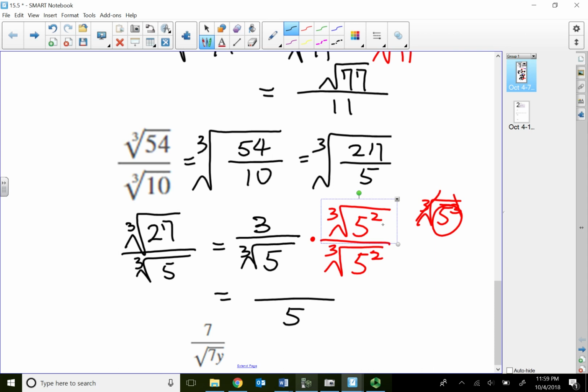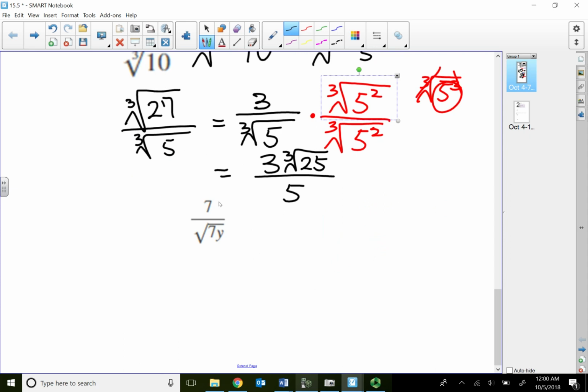So my numerator, these two 5s can't go outside the cube root. So we just multiply them. So that gives me 3 times cube root of 25. Okay, that will be it. Outside and outside can reduce. Well, not in this problem. Outside and inside cannot be reduced.